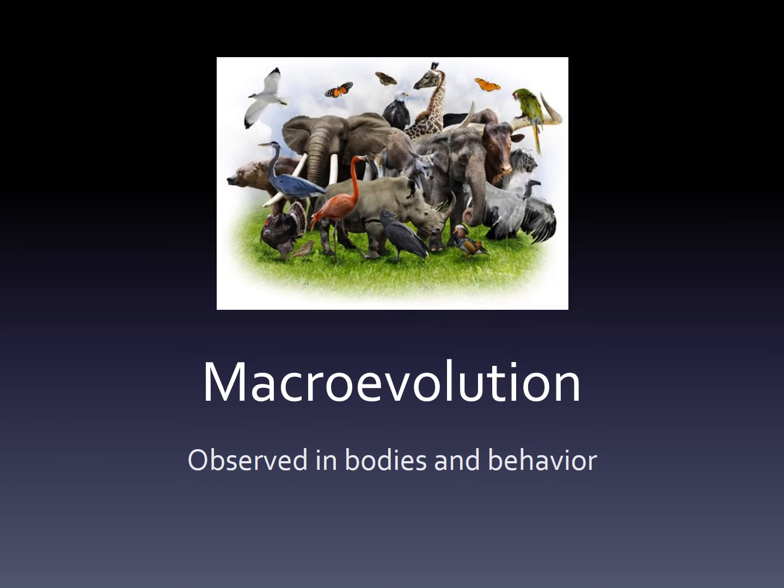So we talked about microevolution. This is macroevolution. This is observed in bodies and behavior. Macroevolution, which is defined in terms of bodies and behavior, this is what defines species. Macroevolution is also where new species come from. So where do new species come from? How does this work?